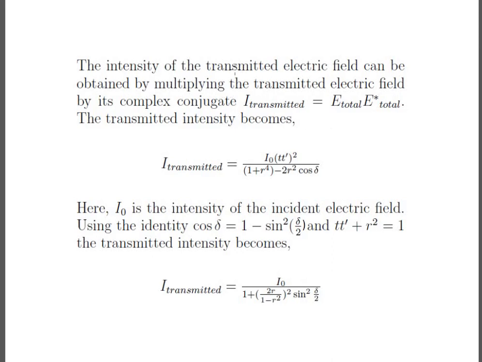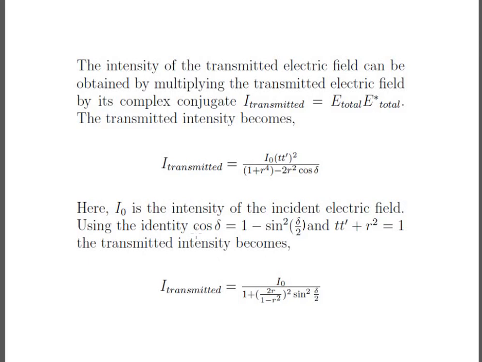Now you see, the intensity of the transmitted electric field can be obtained by multiplying the transmitted electric field by its complex conjugate. So now I am talking about the intensity. Here, of course, I0 is the intensity of the incident electric field.